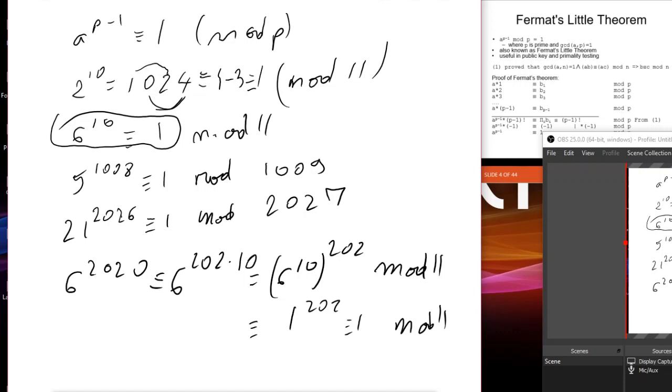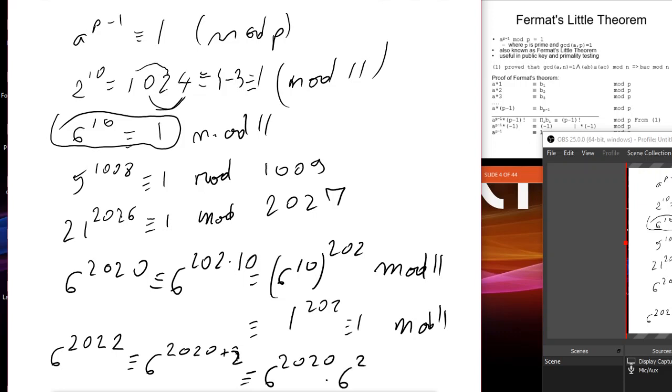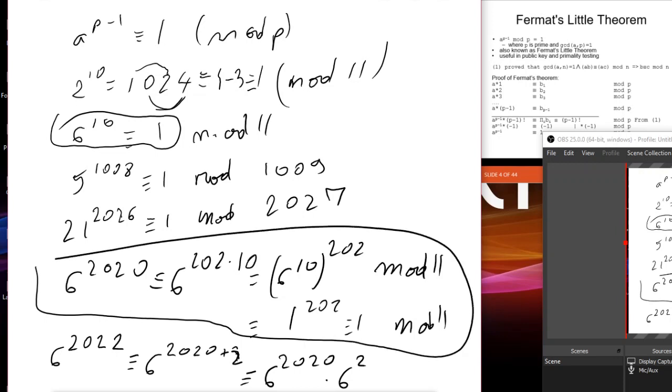We should certainly be able to do even more complex operations, like 6 to the power 2022. Okay, we notice that we can write this one as 6 to the power 2020 plus 2, which is congruent to 6 to the power 2020 times 6 to the power 2. We have seen the 6 to the power 2020 is congruent to 1, so you can just replace it with 1, and there remains 6 to the power 2, which is going to be 36, which mod 11 will be 3, mod 11.